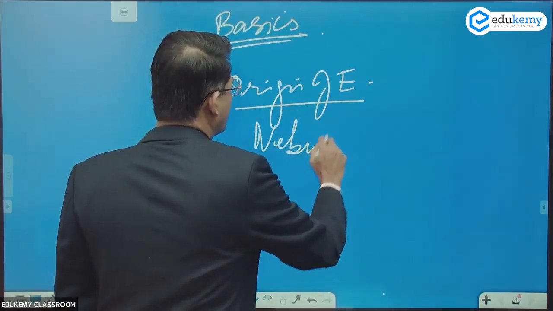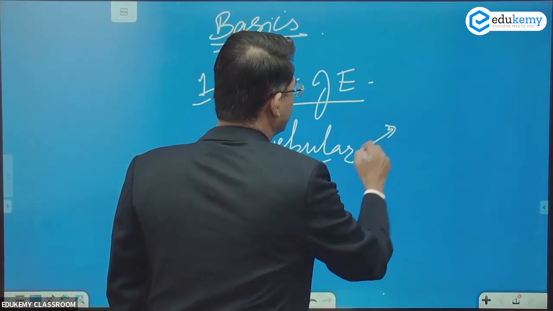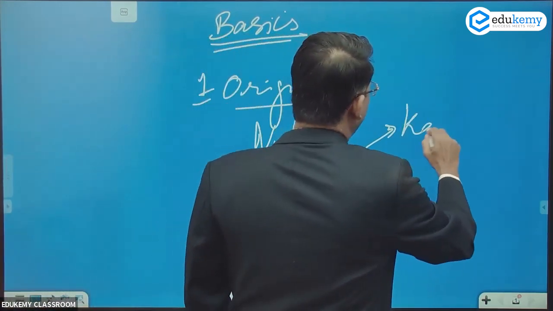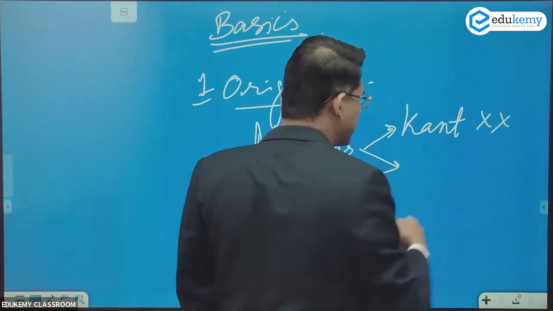Nebular theory. And who gave nebular theory? One version was given by Kant, and Kant made some mistakes.